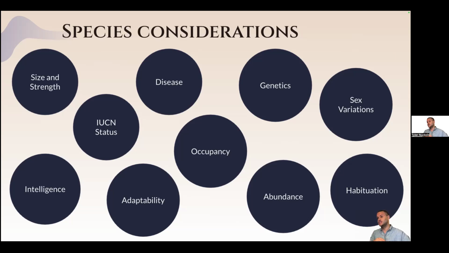Occupancy: how does this species utilize the landscape? Where are they most prevalent? Where are they most concentrated? How are they moving about the landscape? Where are the resources they use or prefer? Vegetation, prey, water. How many is going to be related to abundance, and occupancy and abundance are quite correlated and connected within ecology. But how are the species using the landscape? How many of them are there?